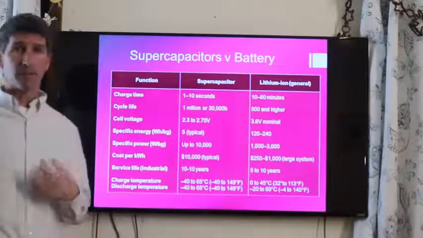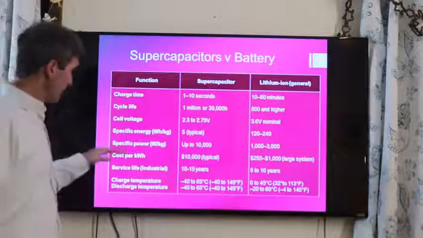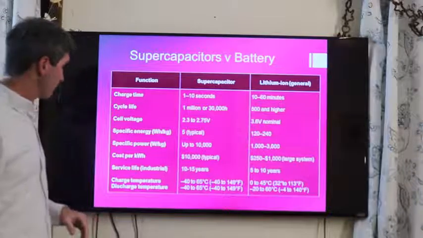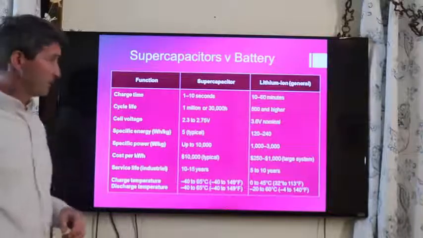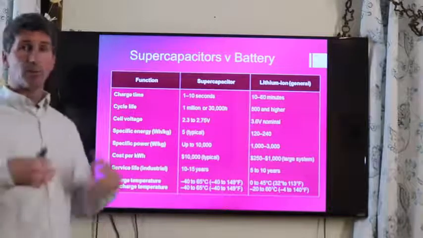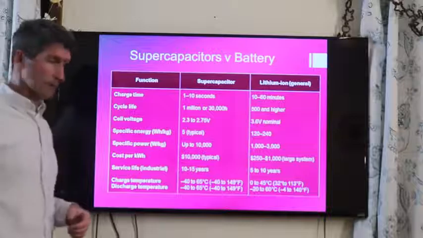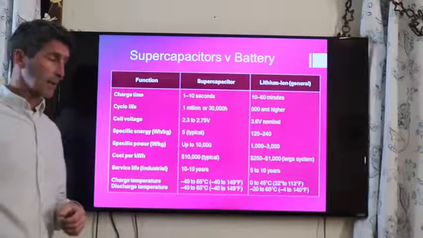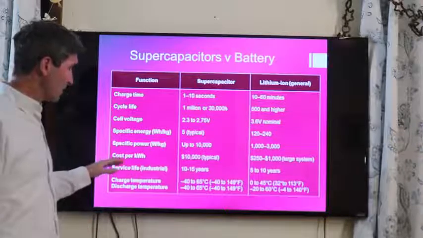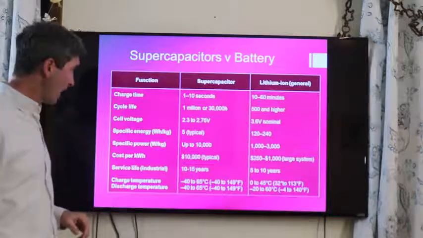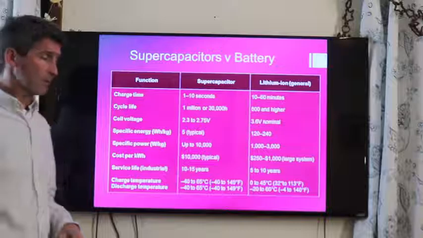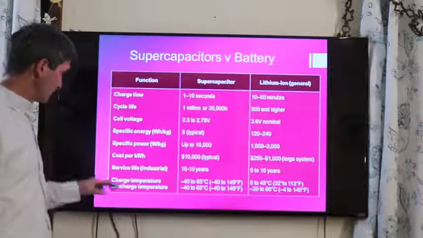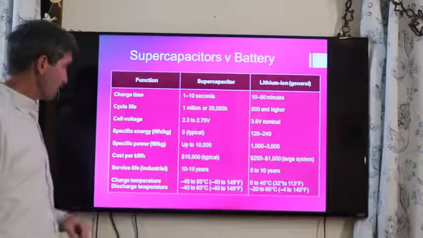But again, if you're using it for short bursts of energy, the specific power is quite high. You can get a burst of energy from them, or regeneratively store the braking energy. And cost is still very high. So again, you wouldn't store a tremendous amount of energy in them. Service life is a little bit longer too.